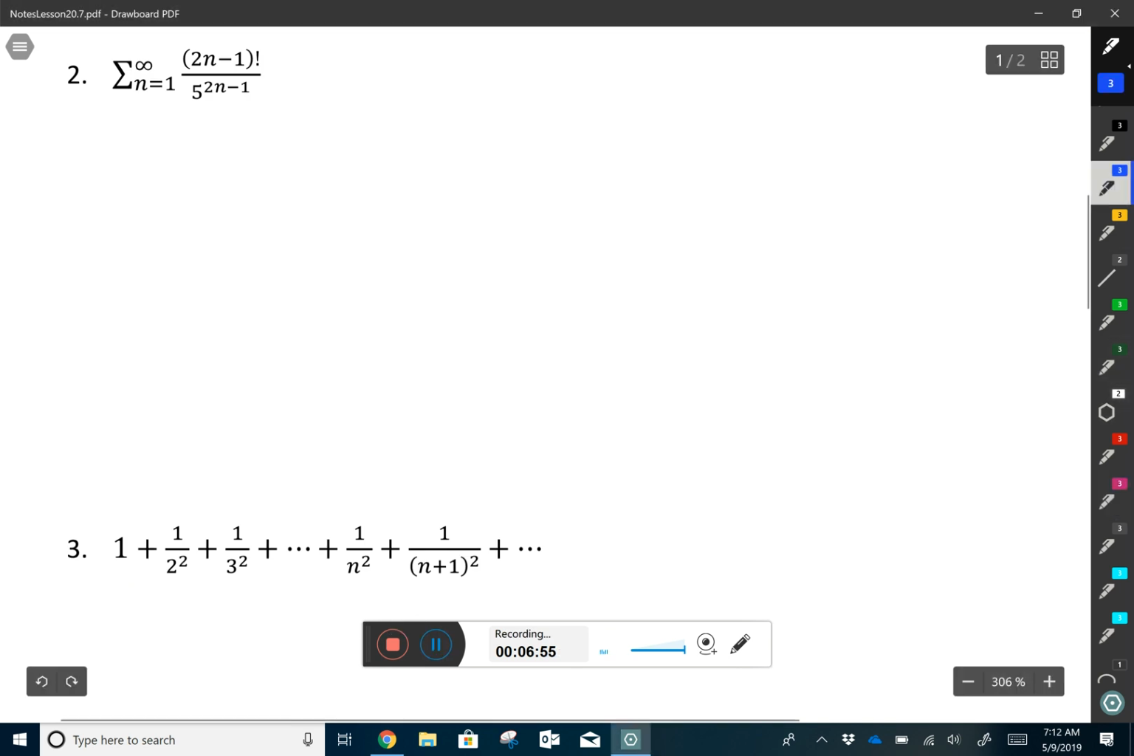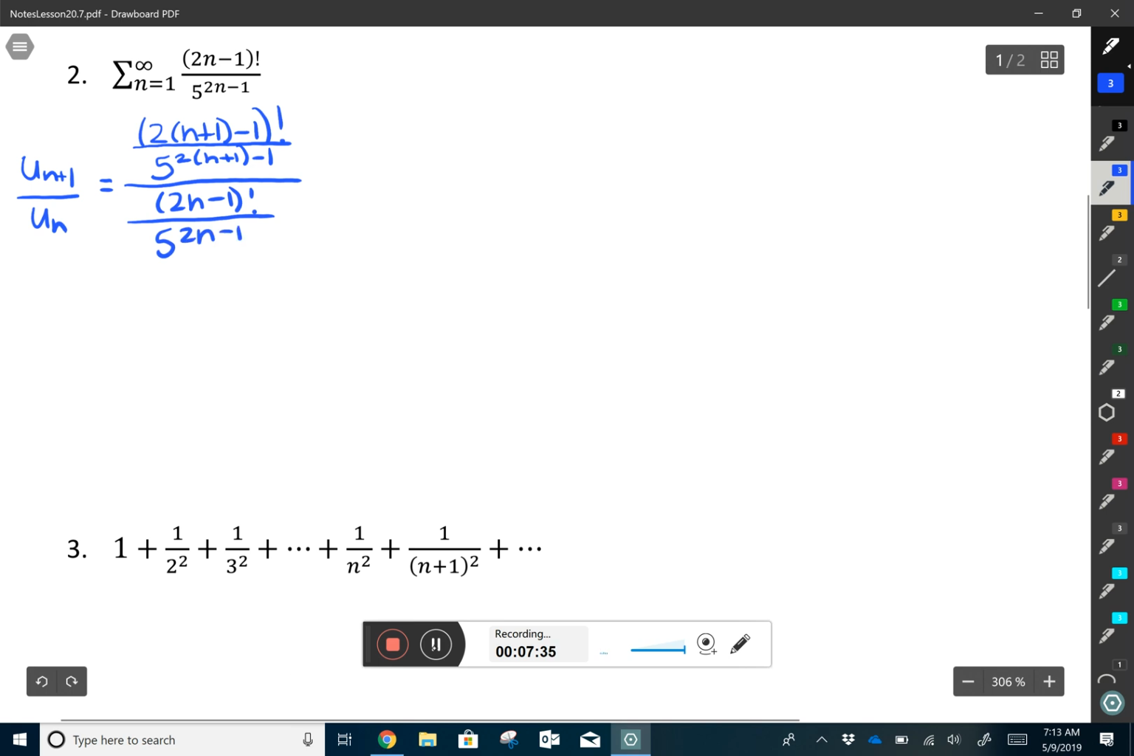So we can start by calculating our u sub n plus 1 divided by u sub n. So we're going to get 2 times the quantity of n plus 1 minus 1 quantity factorial over 5 to the 2 quantity n plus 1 minus 1. Let me write that a little bit better. I wrote that kind of big. That's your u sub n plus 1. Dividing that by u sub n, so quantity of 2n minus 1 factorial all over 5 to the 2n minus 1.